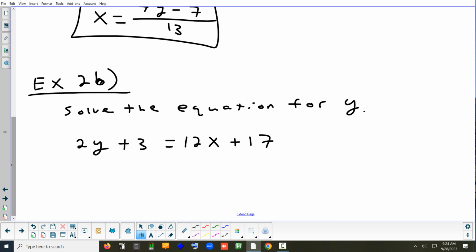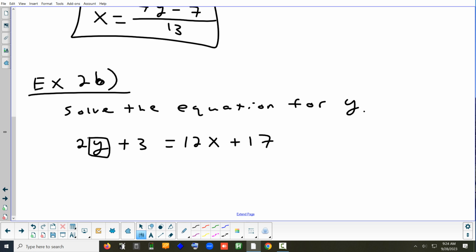So the goal here is to get what letter by itself? Y. So eventually, I want that all by itself. So we're going to follow the steps in SAM to move everything that's not in that box over to the other side. So is there any distributive property? No. Combine like terms? No, there's no combine like terms. So adding and subtracting. Is there any adding or subtracting you could do to start to get that y by itself? Yeah, what could you do?